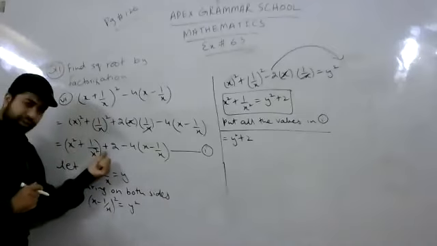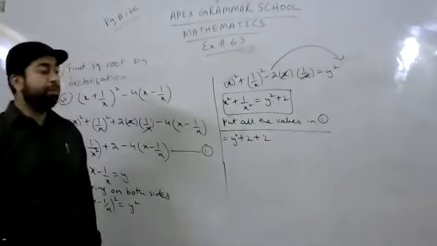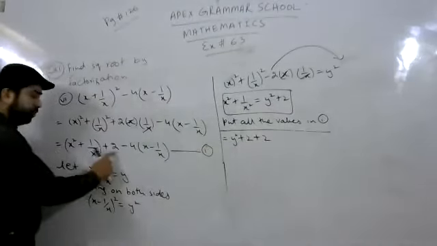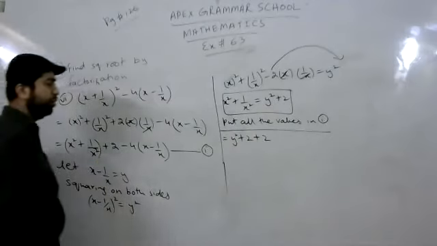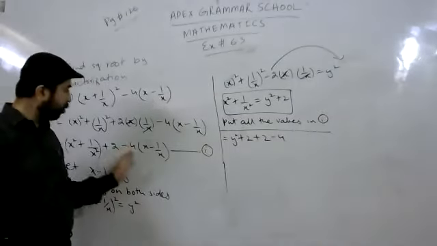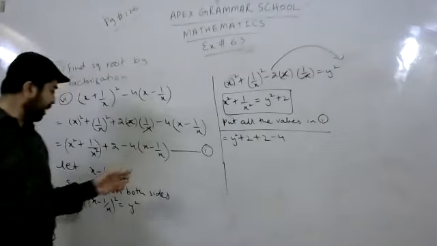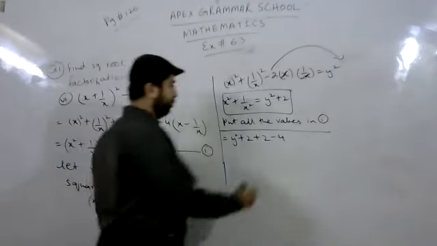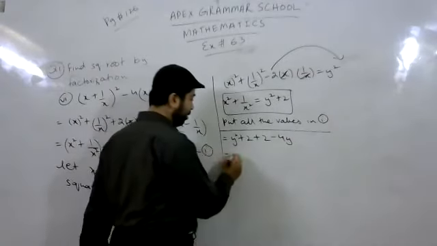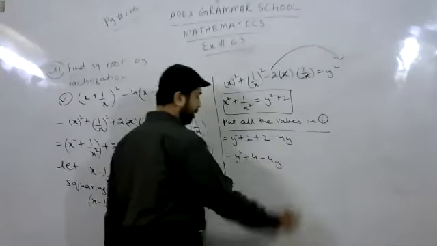After that, what is there? Plus 2. Again plus 2. Remember that this plus 2 is separate and this plus 2 is separate from here. After that, minus 4, and minus 4 multiplied with x minus 1 over x. So what is the value of x minus 1 over x? That is y. So you can see that this is y square plus 2, that is 4, and then minus 4y.